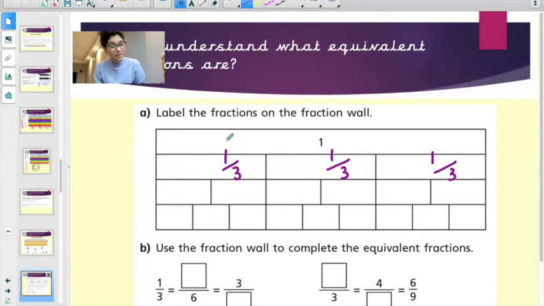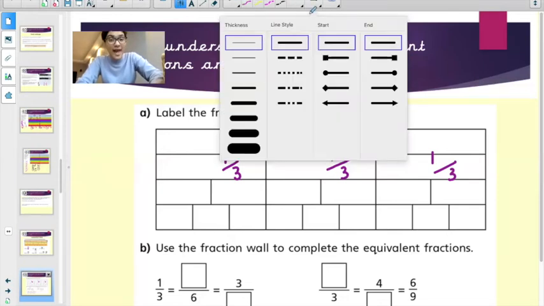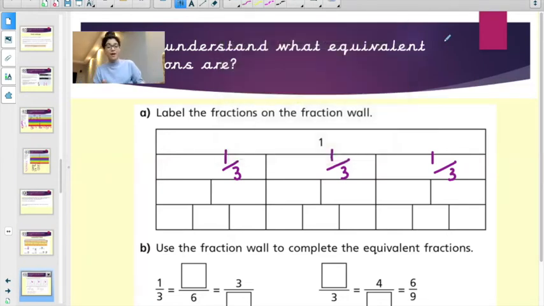So this is 1/3, this is 1 out of 3 of the parts, this is also 1 out of the 3, and this is also 1 out of the 3. Now try the next one for me. Have a look to see how many parts this is divided into. 1, 2, 3, 4, 5, and 6. So it's out of 6.